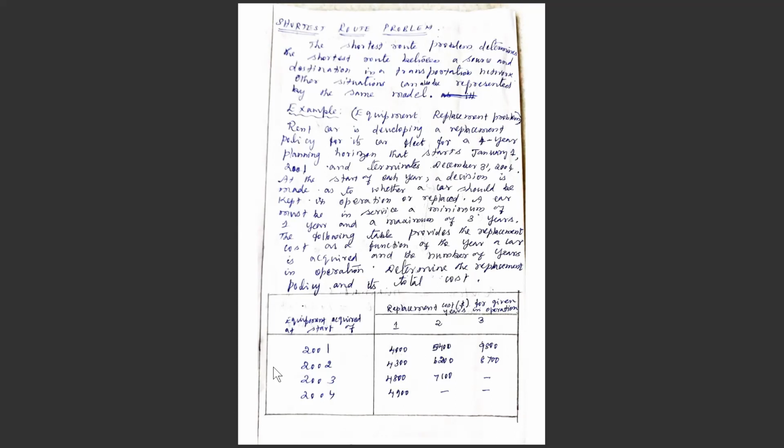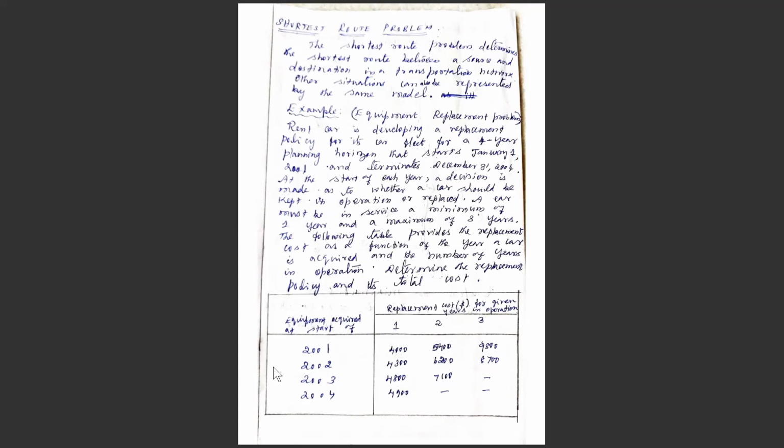A rent car company is developing a replacement policy for its car fleet for a 4-year planning horizon that starts on January 1, 2001 and terminates at December 31st, 2004. So, a rent car company is developing a replacement policy for what period? A 4-year planning horizon. So the plan actually starts on January 1st, 2001 and it gets terminated at December 31st, 2004. So what does the company do?